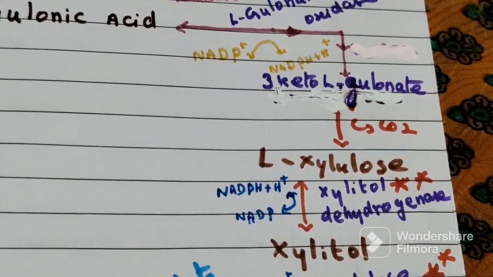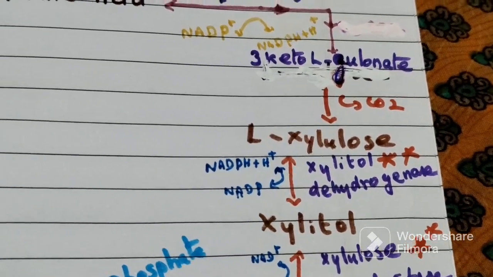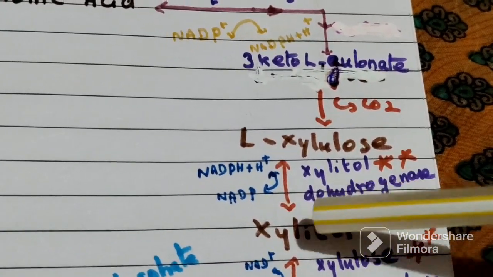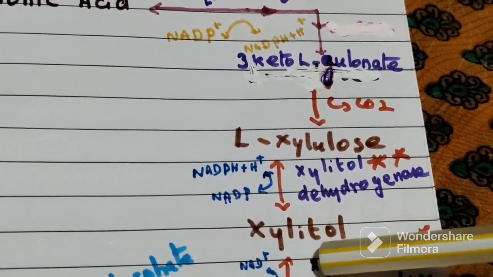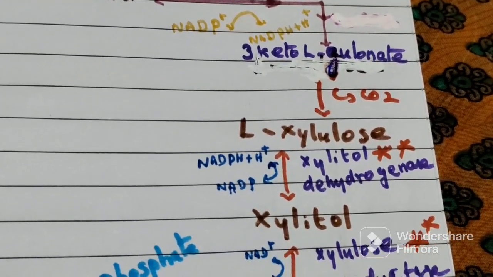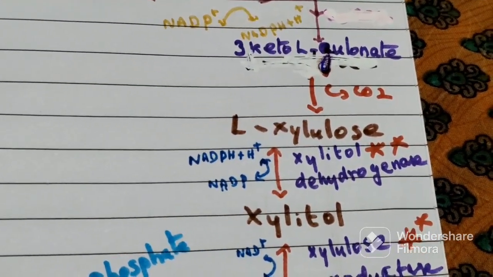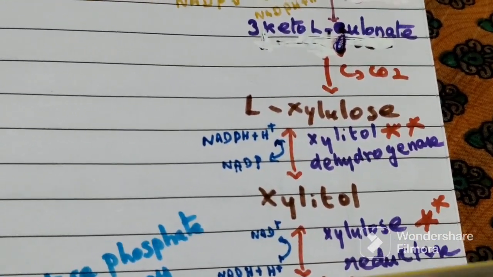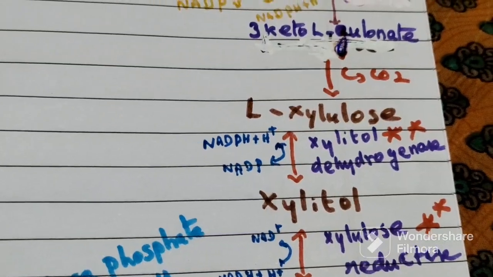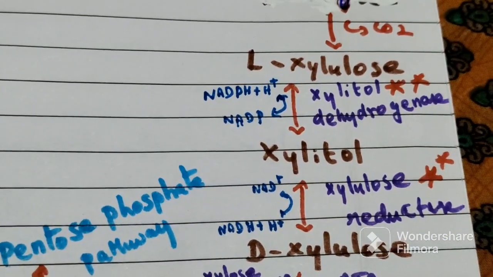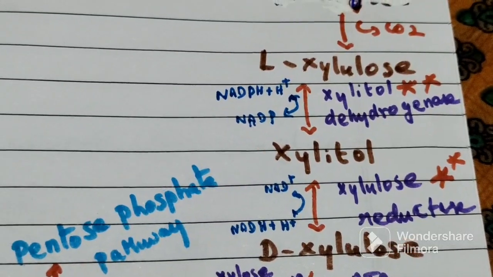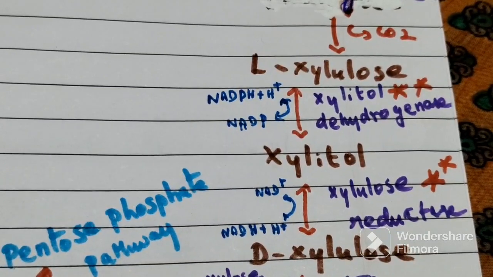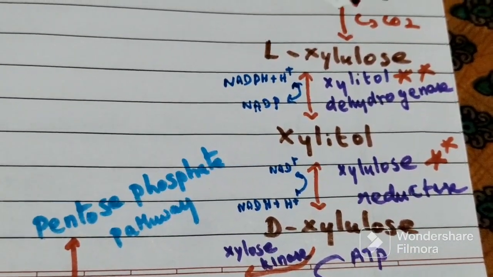Then this L-xylulose is converted into xylitol by xylitol dehydrogenase enzyme. NADPH2 is converted into NADP. Now this xylitol is converted into D-xylulose by the enzyme xylulose reductase. NAD is converted into NADH2.